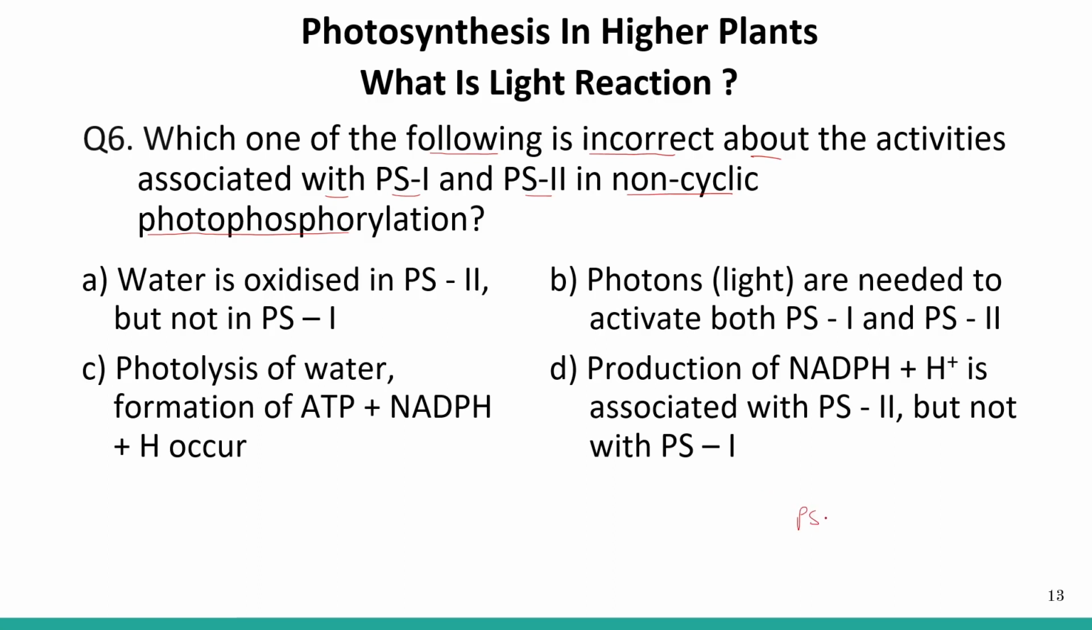So what is non-cyclic photophosphorylation? We have photosystem 2 here and it involves photosystem 1 also. So the reaction center gets excited here when it absorbs the energy from the sunlight. Here we have P680. Here we have the primary acceptor of electrons. Then the electrons move downhill towards photosystem 1.